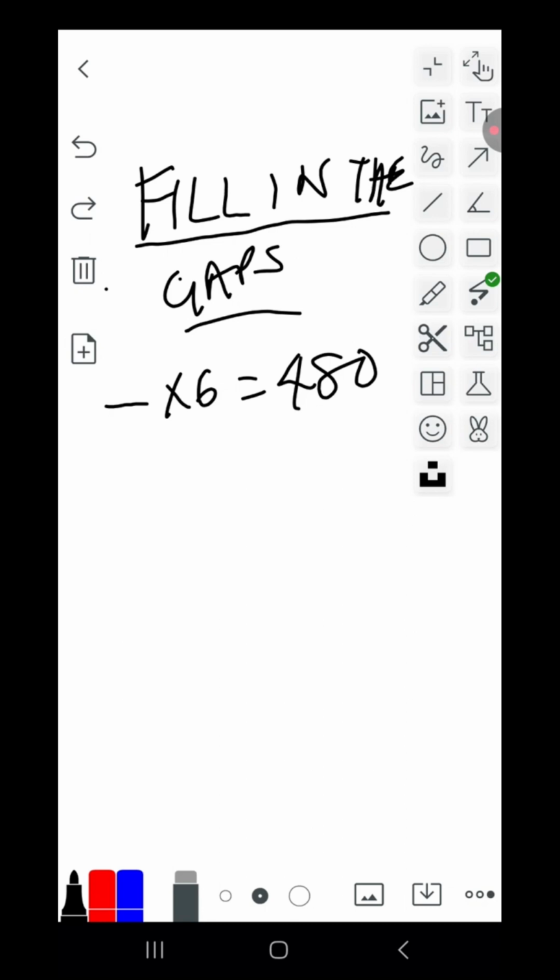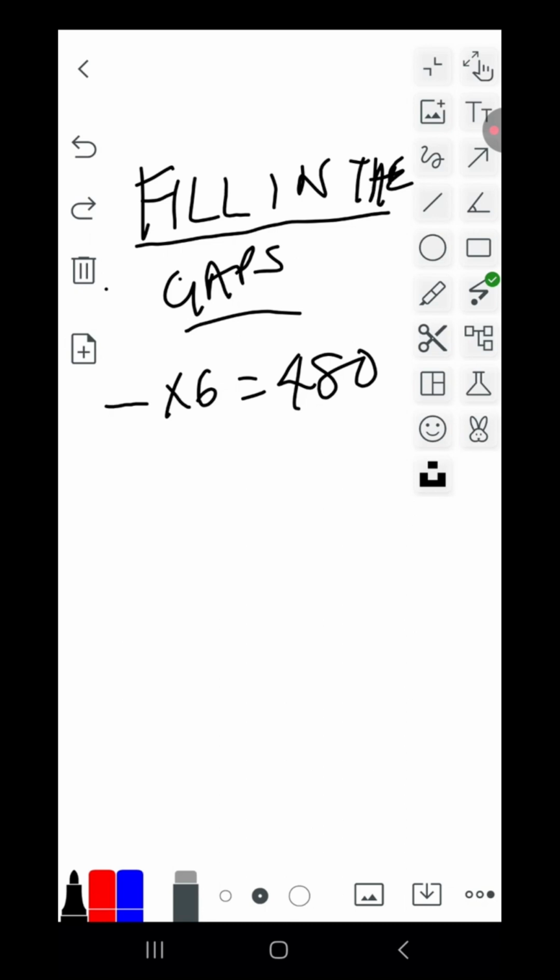Sometimes the missing number may be on this side. Sometimes the missing number is the answer itself, in which case it's very easy. Whatever needs to be done, if it's multiply, you multiply and get the answer. But let's go with what we have. A missing number multiplied by 6 gives us 480. How do we find this missing number?